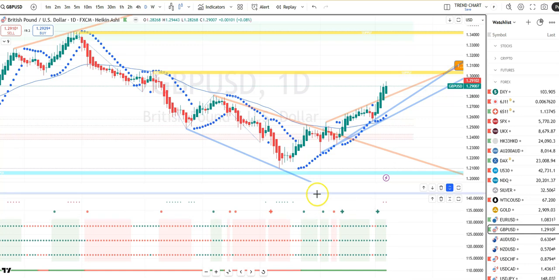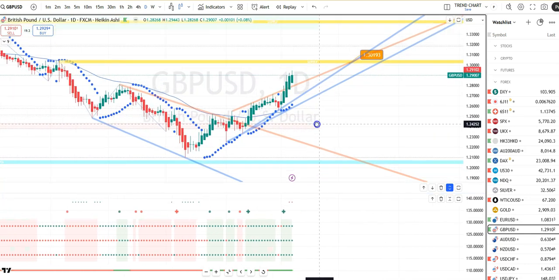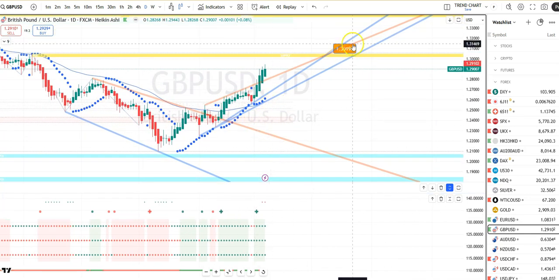Pound USD to the upside, parabolic to the upside. Congratulations. We had a nice trade here, a few hundred pips. It's going to 130.19. Your trailing stop now is 126.23.